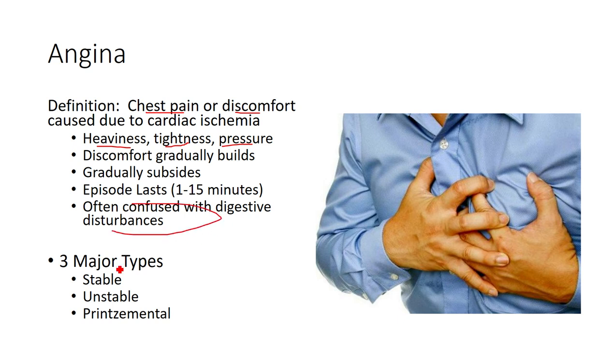We have three major types: stable, unstable, and Prinzmetal. Prinzmetal is an angina you get from vasospasm, almost like a Raynaud's phenomenon in the coronary. It's not due to a lesion in the coronary arteries. It's due to vasospasm. It's temporary in nature. Okay.